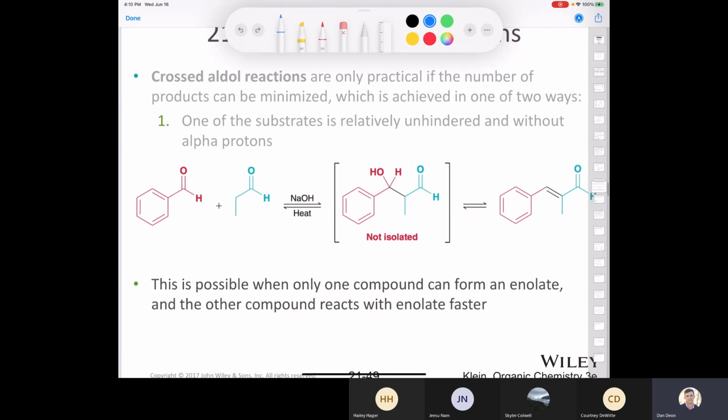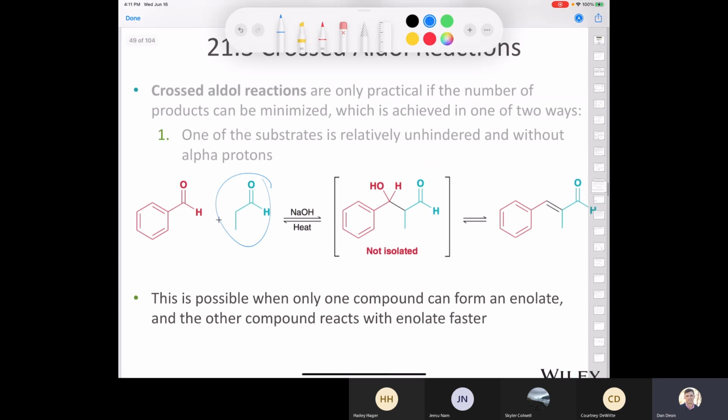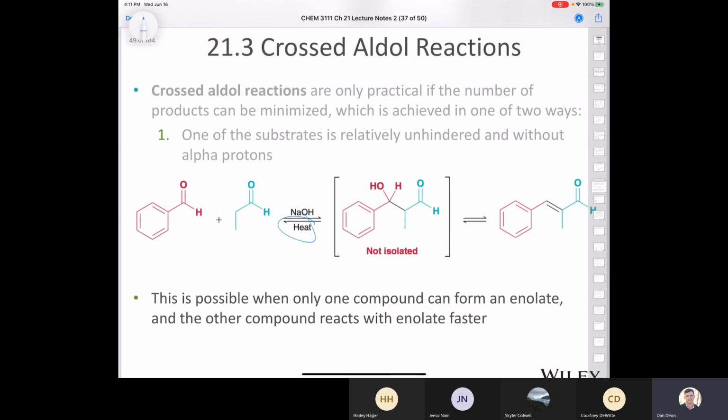Anyhow, it says this is possible when only one compound can form an enolate and the other compound reacts with the enolate faster. So here we have, again, only one possible enolate, and it's going to react faster. So we're going to get the reaction with benzaldehyde, and then this is just going to be a runaway train. If you heat this up, you end up with a fully conjugated system like that.